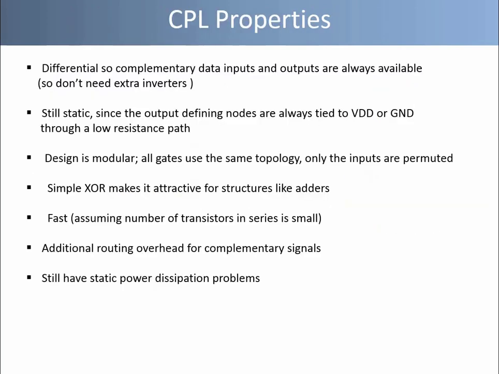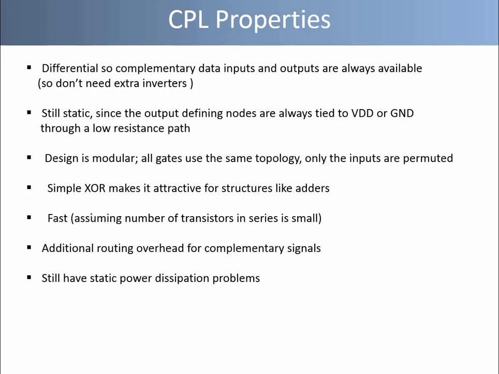We have a number of properties of complementary pass transistor logic. It is differential logic. So complementary data inputs and outputs are always available. Because of this, we do not need extra inverters at the output. This logic is a static logic family, because the output nodes are always connected to VDD or ground through a low resistance path. A CPL design is modular, which means that all gates are built using the same topology of pass transistors, and to obtain the desired logical function, the inputs are permuted in a specific manner.